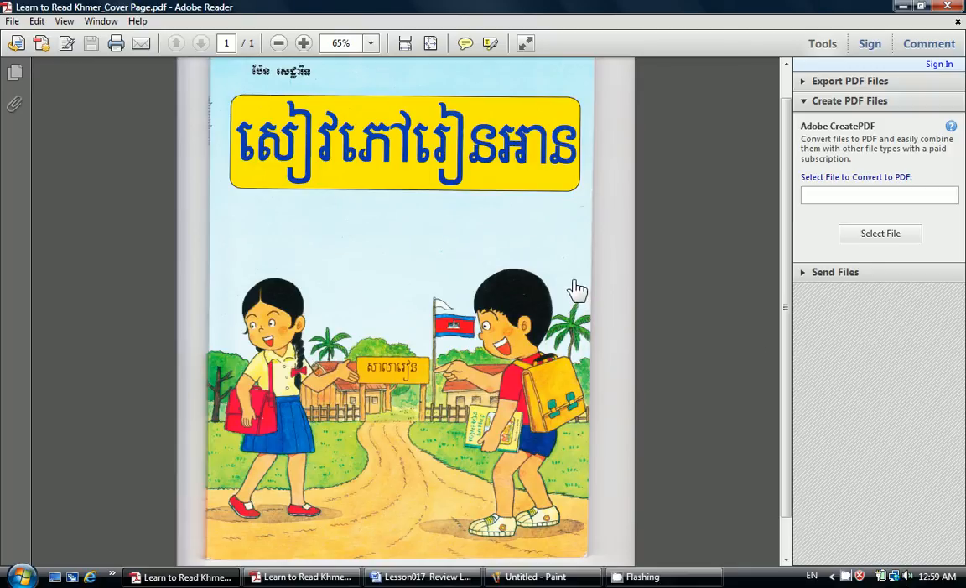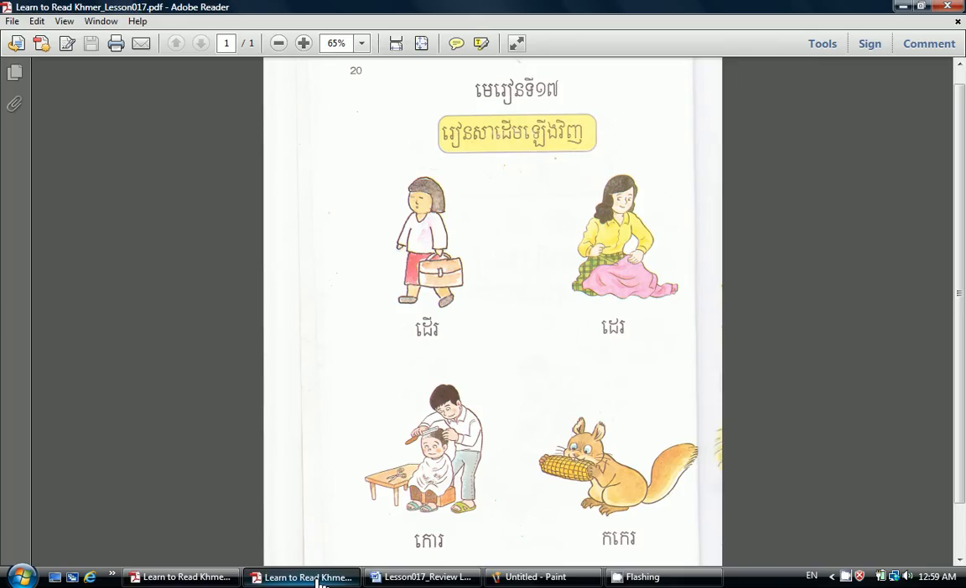Welcome to Cambodian School. Today we are learning lesson 17 from Siev Pheuv Rien An textbook by Pan Setharin. Lesson 17 in Khmer we say មេរៀនទី17. It's on page 20. In this lesson we are reviewing what we have learned from lesson 10 through lesson 16. So reviewing lesson in Khmer we say រៀនសាដើមឡើងវិញ.